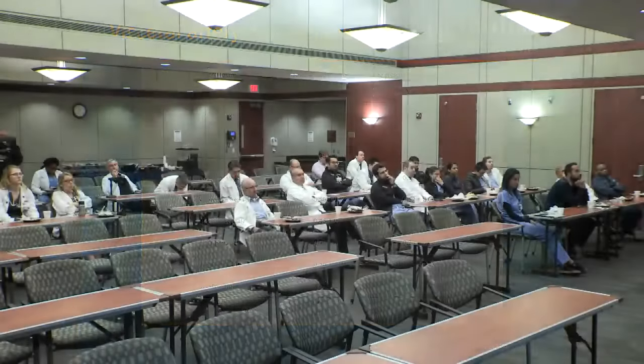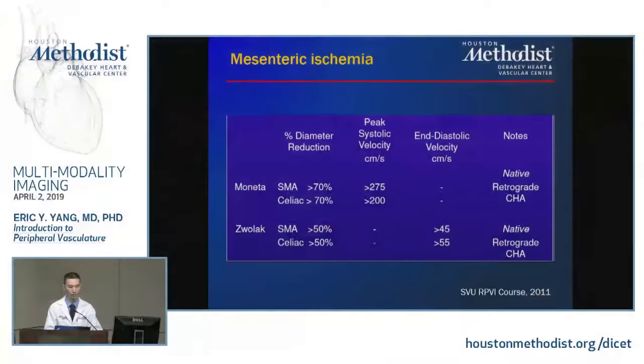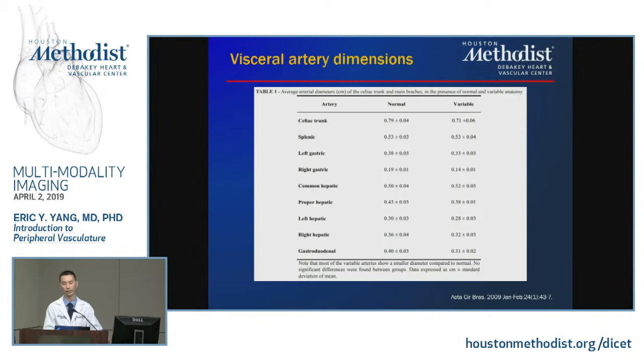One should be aware of visceral artery dimensions because every now and then you'll see ectasia, and on occasion we'll actually come across arterial aneurysms. Splenic artery aneurysms are the most common, followed by hepatic arteries, and then other aneurysms are more rare.